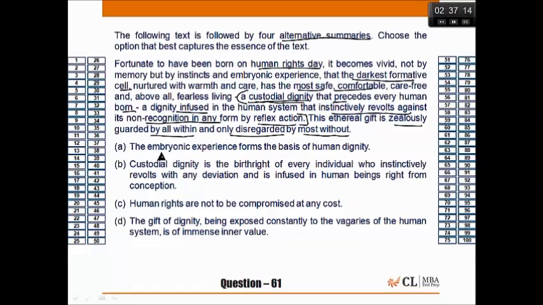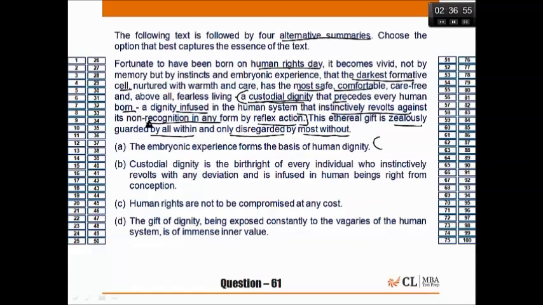Embryonic experience forms the base of human dignity. Too broad, I think it does not capture it. All the summaries have to essentially capture the whole thing. So this doesn't make sense. So let's go to B. Is a birthright of every individual? Is it the birthright?